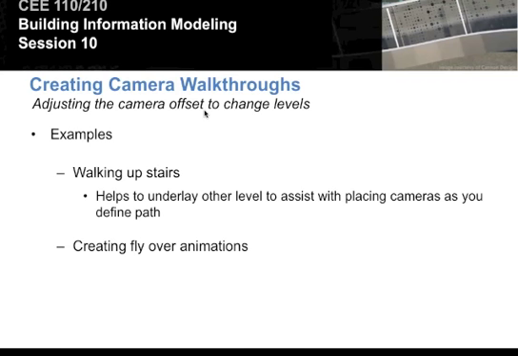As you're doing this, it's often helpful to underlay another floor level that you're walking up to, because you can't change the floor level halfway through defining the path. Underlaying it lets you see that when you get up to the second floor, you're walking through the hallway and not bumping into a wall up there. Let me show you what that looks like.